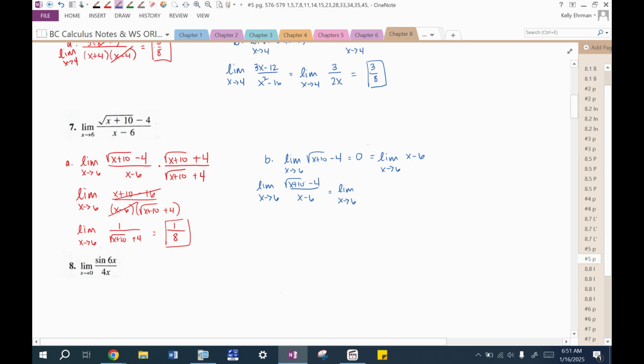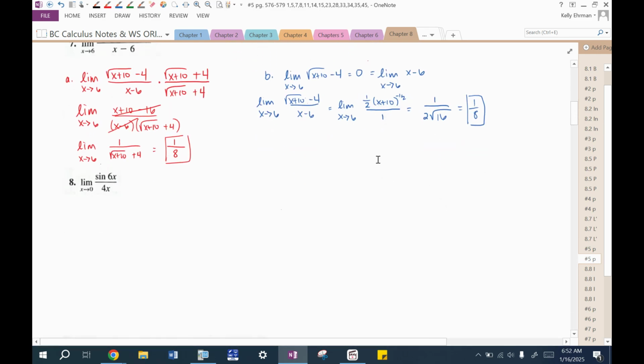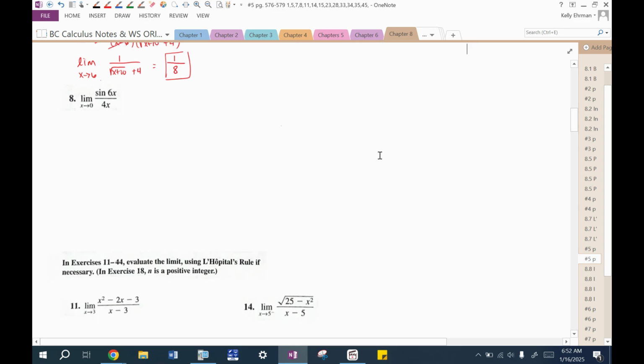So x plus 10 to the 1/2 is going to become 1/2 x plus 10 to the negative 1/2 times the derivative of x plus 10, which is just 1. Derivative of 4 is 0. And then the derivative of x minus 6 is just 1. So try direct substitution into this. Now this is a negative exponent, so it's going to be 1 over 2 square root of 6 plus 10. 1 over 2 times 4 is 1 over 8. So that's that. All right, for number 8.